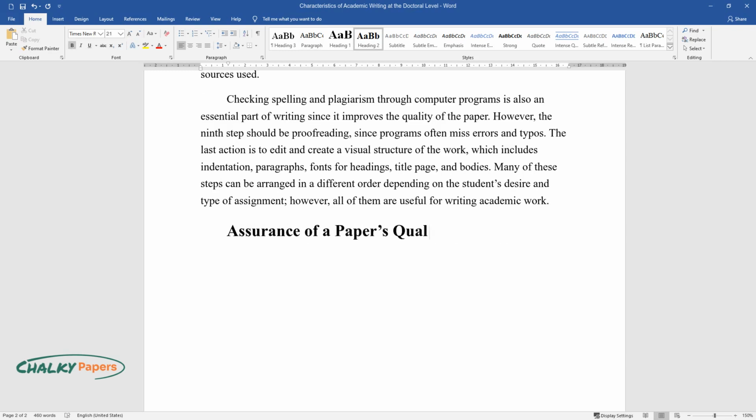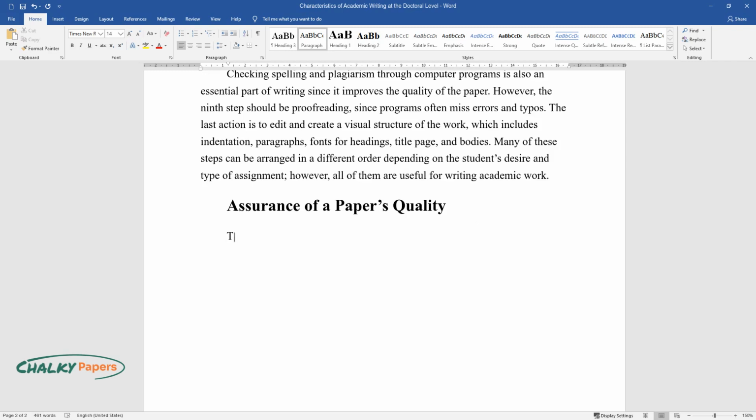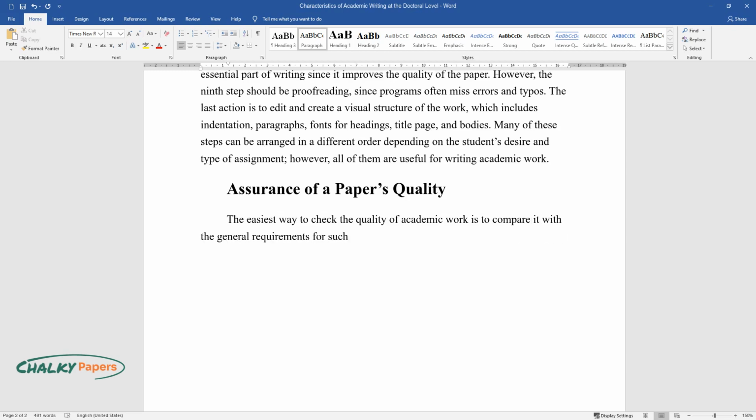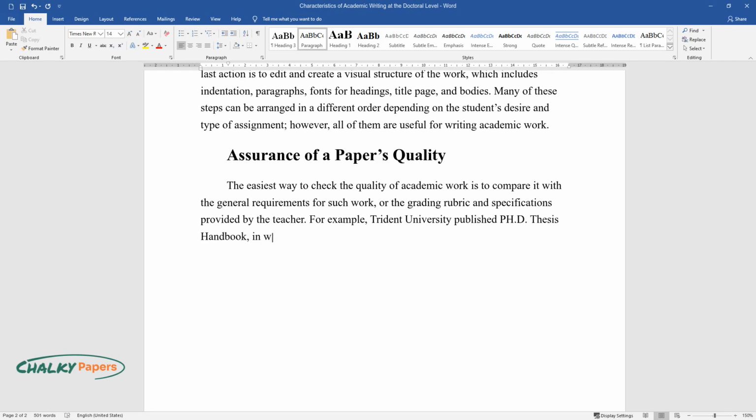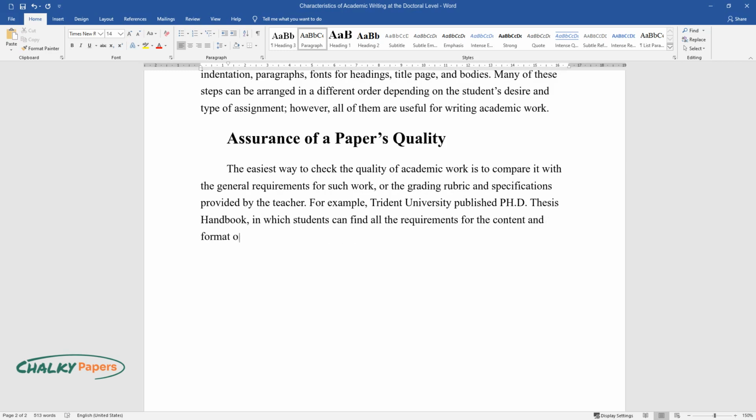Assurance of a paper's quality. The easiest way to check the quality of academic work is to compare it with the general requirements for such work or the grading rubric and specifications provided by the teacher. For example, Trident University published a Ph.D. Thesis Handbook, in which students can find all the requirements for the content and format of the work.